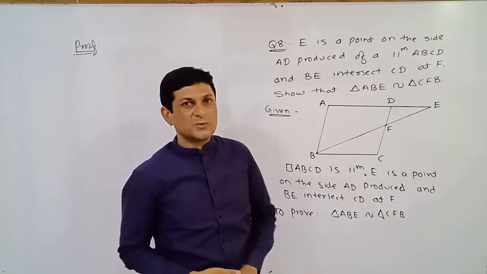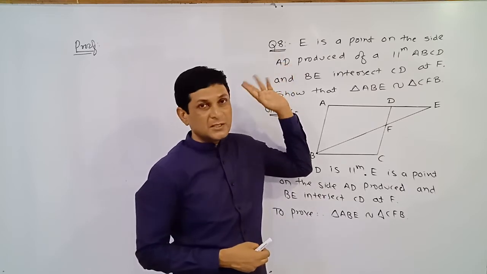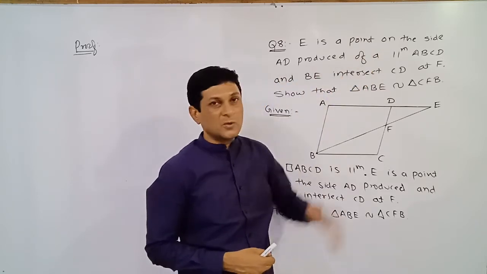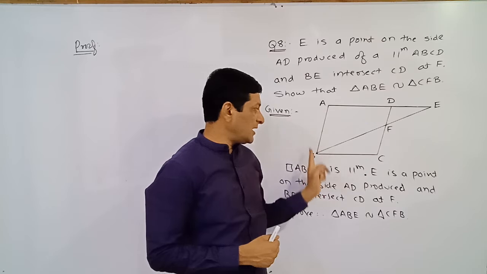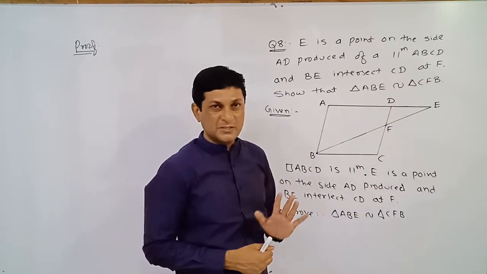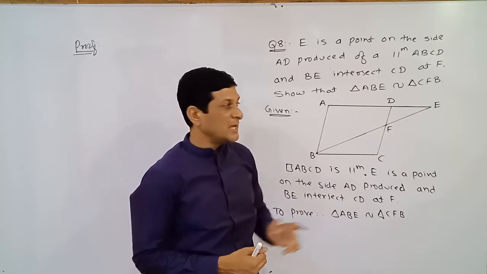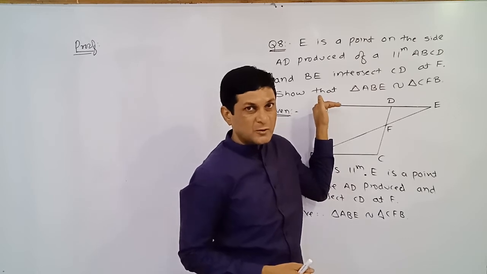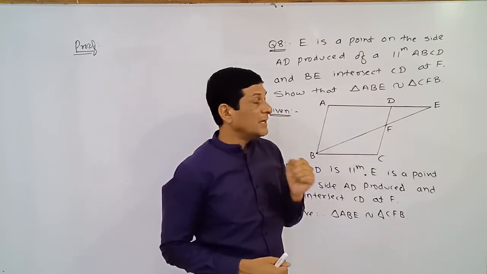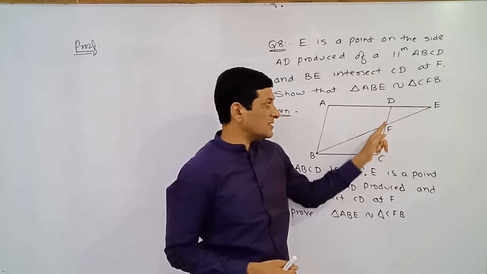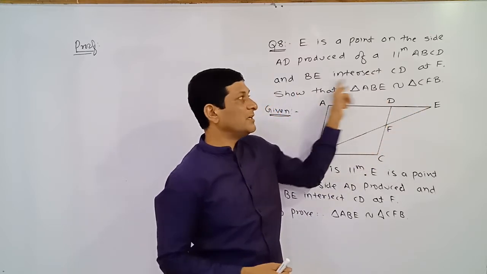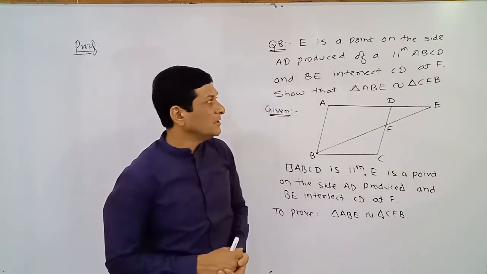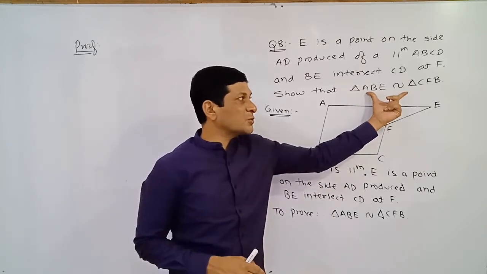Well, now let us try to solve the next example, question number 8. In this question, it is given that E is a point on the side AD produced of parallelogram ABCD. This quadrilateral ABCD is a parallelogram, and E is a point on the extended part of AD, or the produced part of AD. Then BE intersects side CD at point M. All these given conditions we have shown in the figure. Now, using these conditions, we have to show that these two triangles are similar.